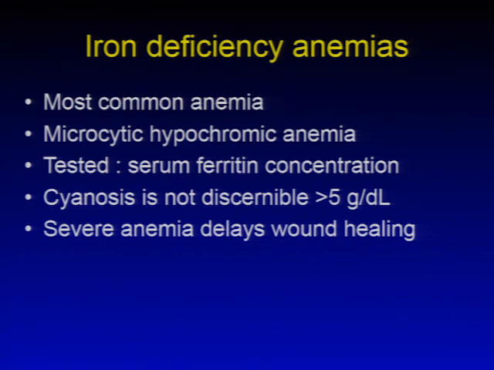Iron deficiency anemia is the most common anemia, usually resulting in microcytic hypochromic anemia. Testing is usually by serum ferritin concentration, and cyanosis is not discernible until hemoglobin is below 5 grams per deciliter. Severe anemia can lead to delayed wound healing.